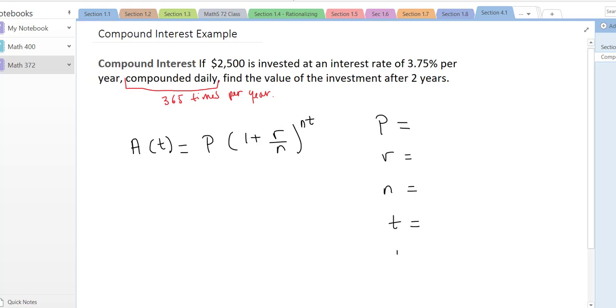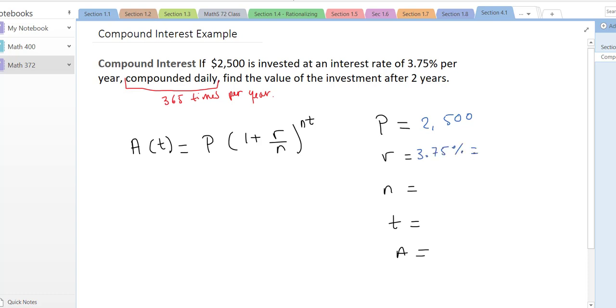And sometimes you may be looking for what A is. So let's see. The principal is how much are we investing? We're investing $2,500 at an interest rate of 3.75 per year.